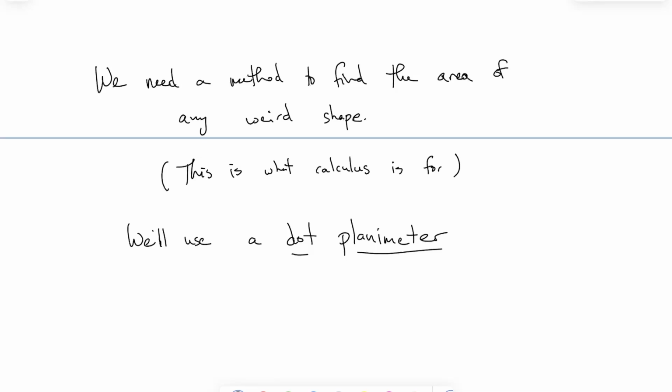So I have a delightful little handout here just because there are a lot of pictures that I don't want to have to draw by hand.